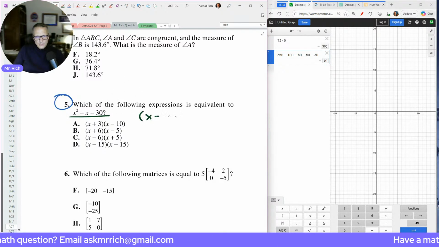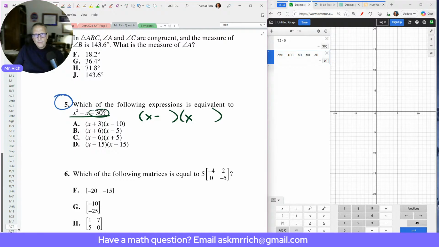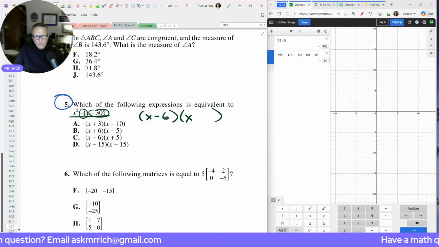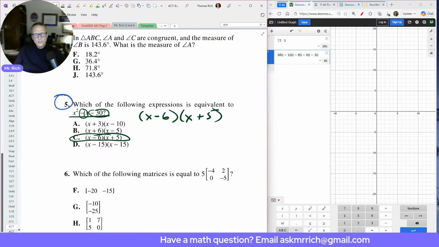I'm going to have 2 binomials here, x and x. I need 2 numbers that multiply to be negative 30, but yet they add to be the other coefficient, negative 1. And I know that's negative 6 and a positive 5. And I know that this answer is this right here.